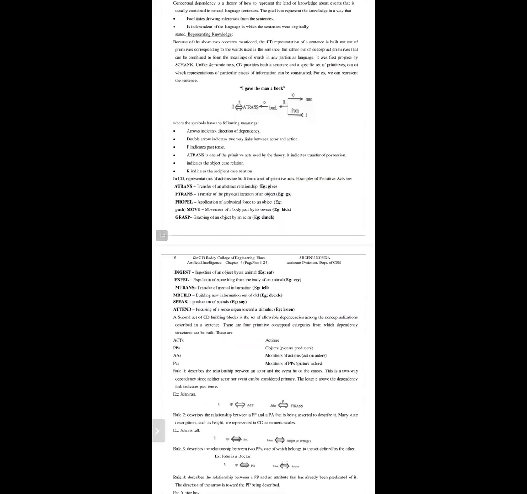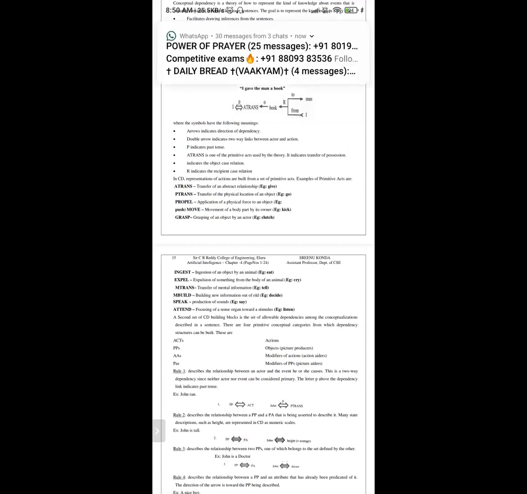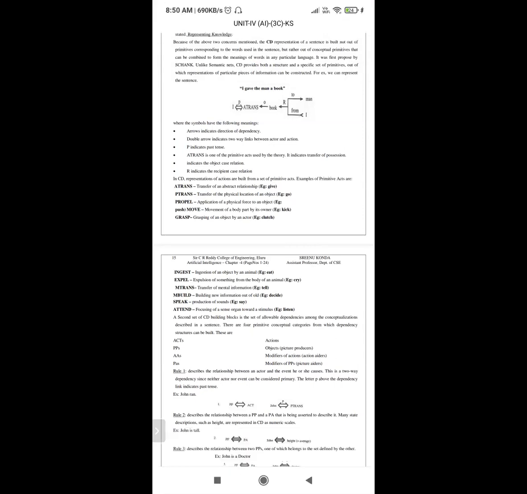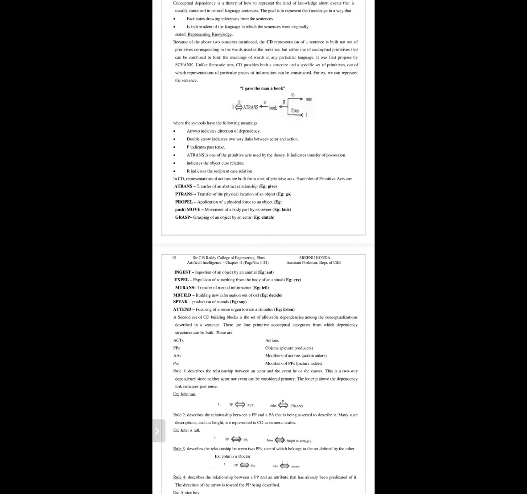So these are some of the primitive acts here: A trans, P trans, propel, move, grasp, ingest, expel, M trans, M build, speak, attend are just some of the primitive acts in conceptual dependency, right? A trans means transfer of an abstract relationship or transfer of possession. An example for this one is give.